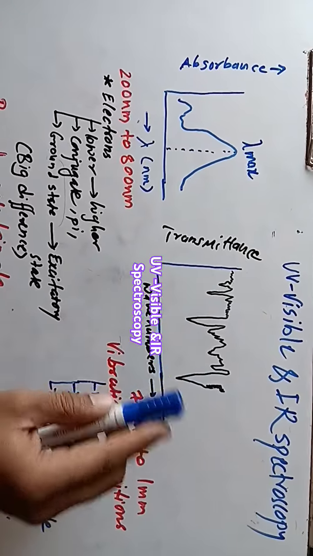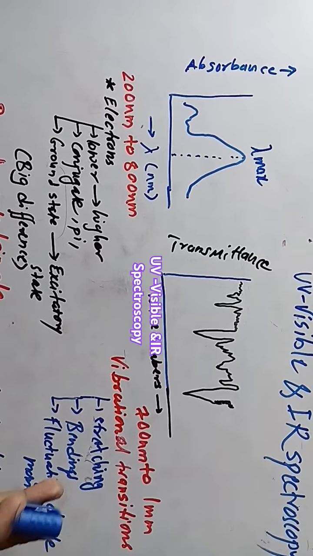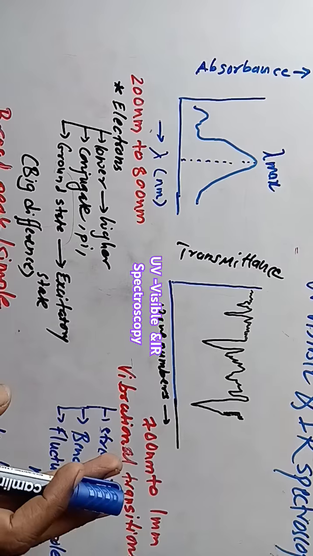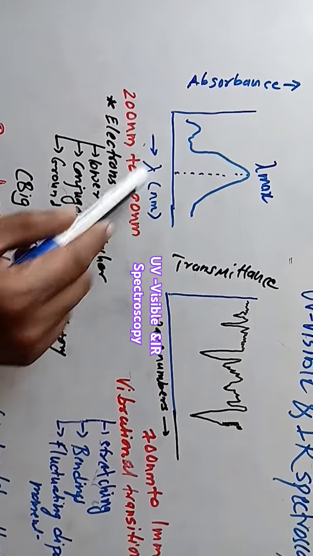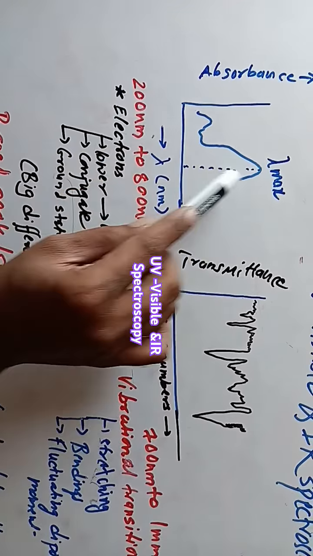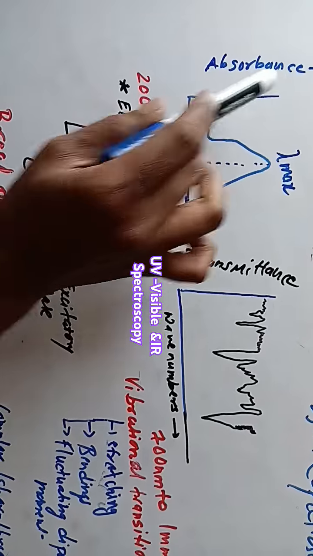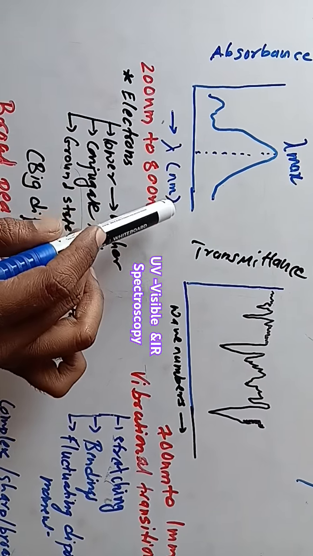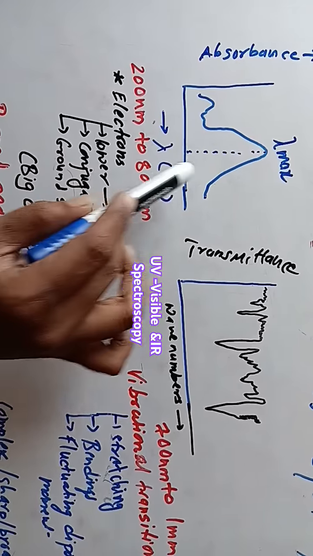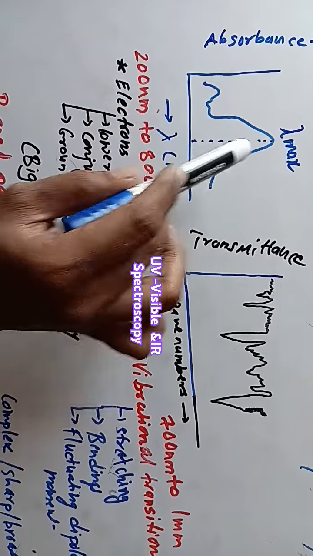UV visible spectroscopy and IR spectroscopy are important, useful tools for identification and estimation of molecules, especially in analytical chemistry. This is the graph of UV spectroscopy. It is a very simple graph. It shows some broad peaks, and this graph is absorbance versus wave number or wavelength. Here lambda max is used, the particular wavelength where maximum absorbance is shown.